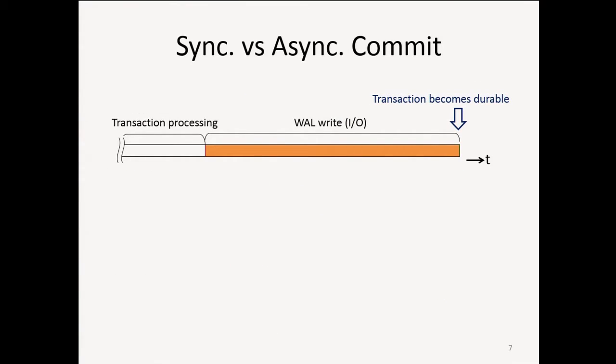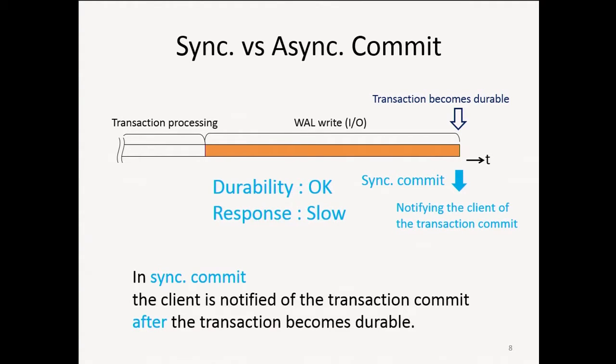Here, let's look at the difference between synchronous and asynchronous commit. This time chart shows transaction processing and WAL write operation. Transaction processing modifies the DB contents, which is carried out mainly by using CPU. On the other hand, the WAL write here is an I/O operation. Important here is that the transaction becomes durable after the WAL write is completed, which is a synchronous commit.